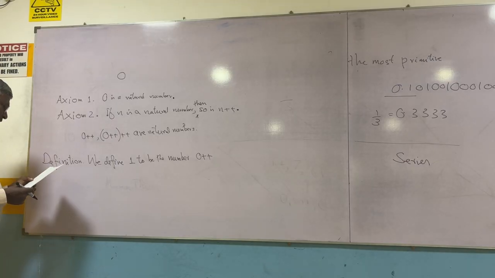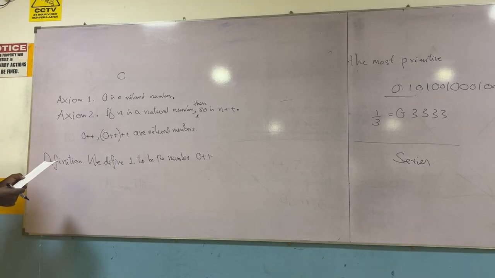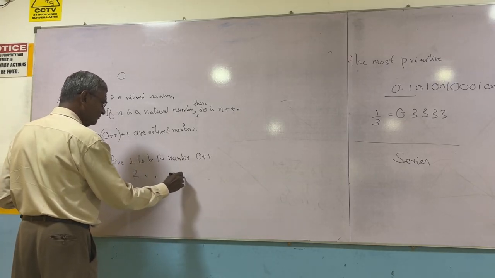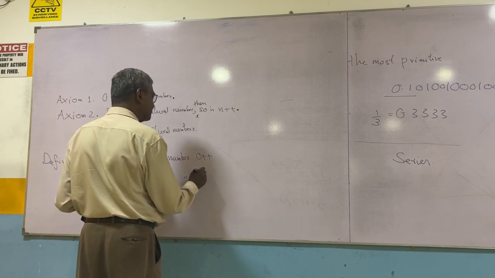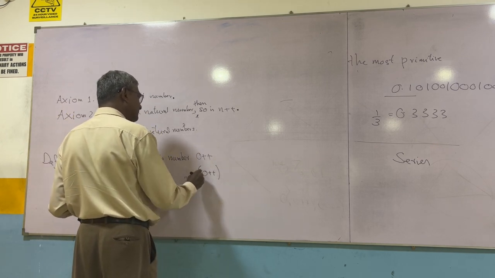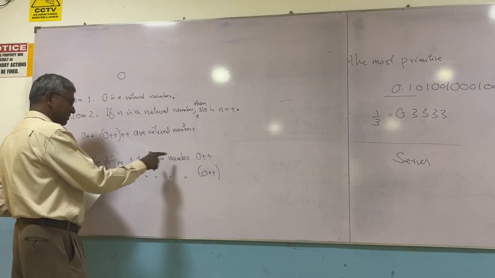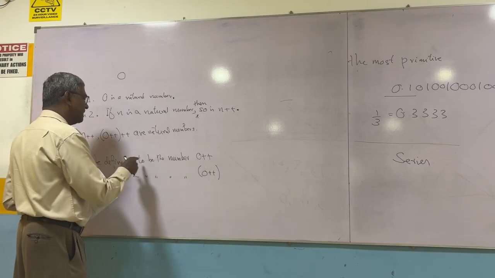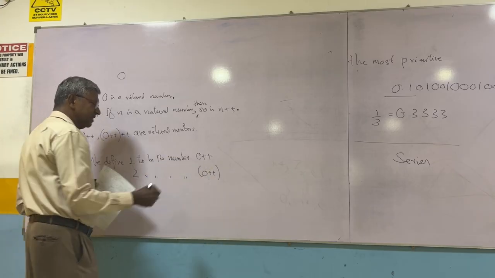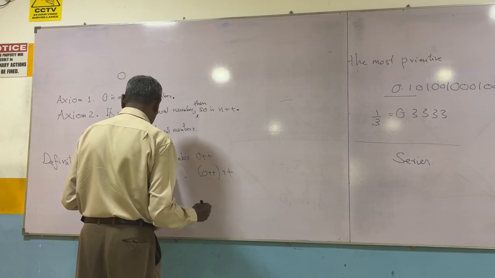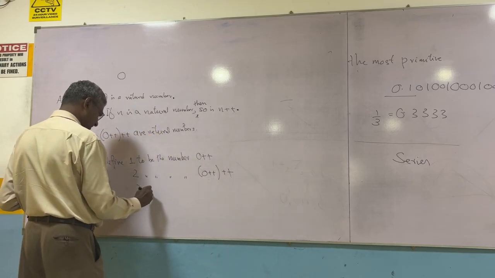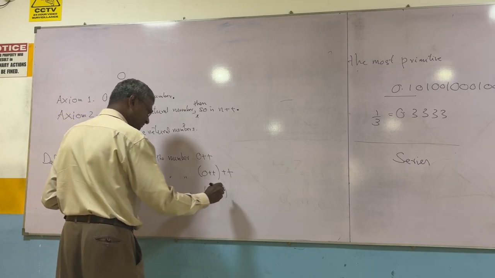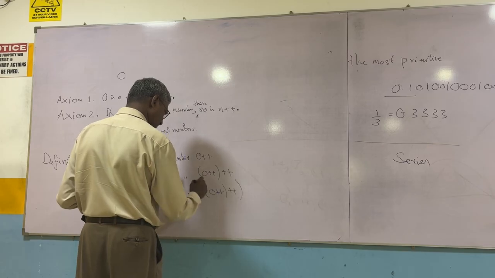So we define 1 to be the number 0 plus plus. Then 2 to be the number 0 plus plus plus plus. You increment 0 once, the increment operation, you denote it by 0 plus plus, and it is equal to 1. Then again you increment 0 plus plus, that number is called 2. And if you again do it, that is called 3.